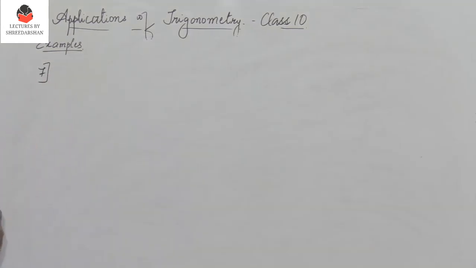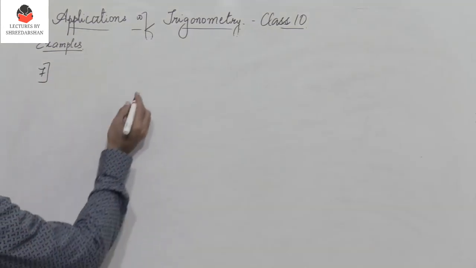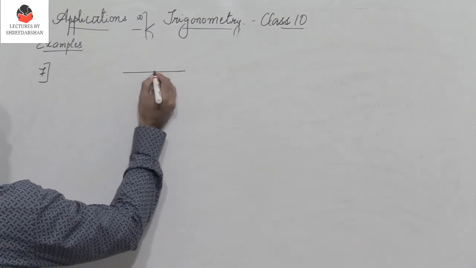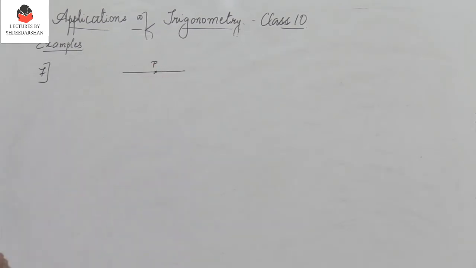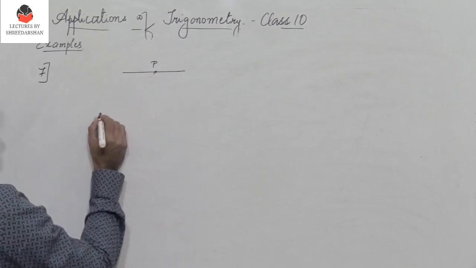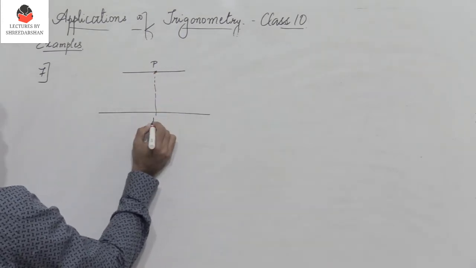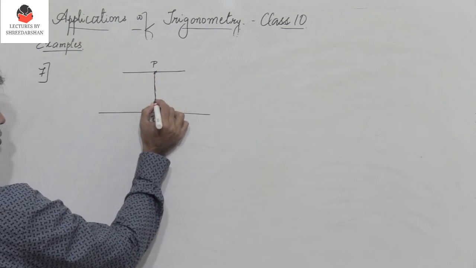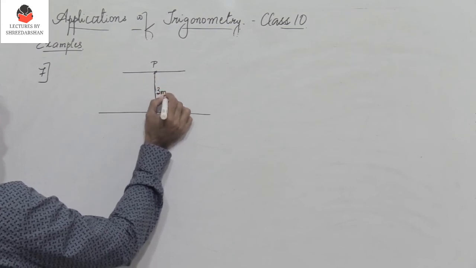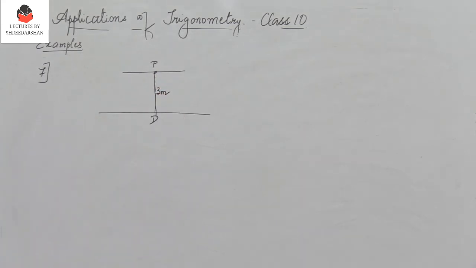So problem 7, from a point on the bridge across the river. So there's a bridge, and let us assume that P is a point on the bridge across the river. The bridge is of height 3 meters. So we have a river here. Let this point be D. So the height of the bridge is 3 meters. We need to find the width of the river.